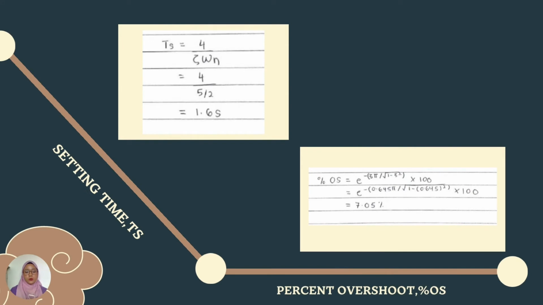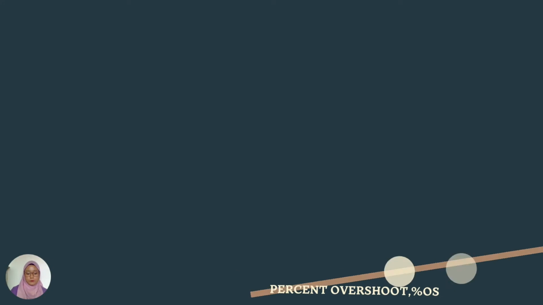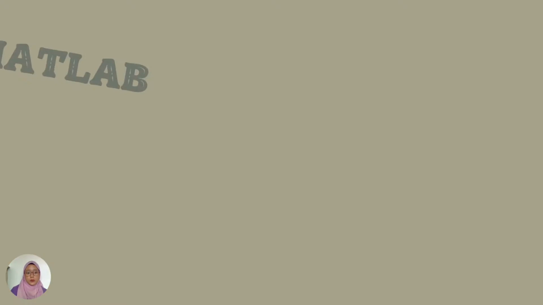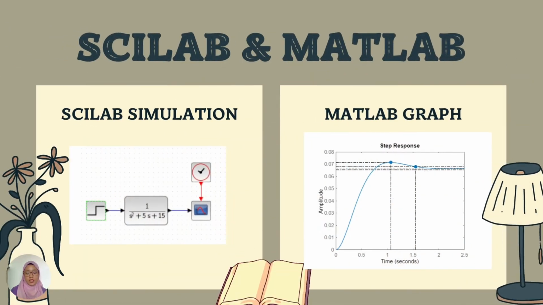After that, we need to find our settling time. For our settling time, we'll be using the formula Ts equals 4 over damping ratio times natural frequency, and we will get our settling time is equal to 1.6 seconds. After that, for our percent overshoot, we'll be using the formula as shown, and we get our percent overshoot is equal to 7.05%.